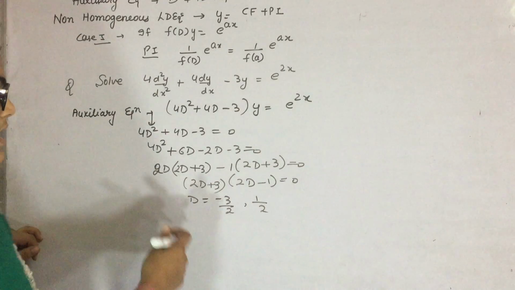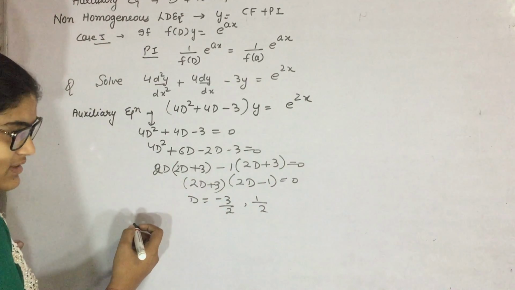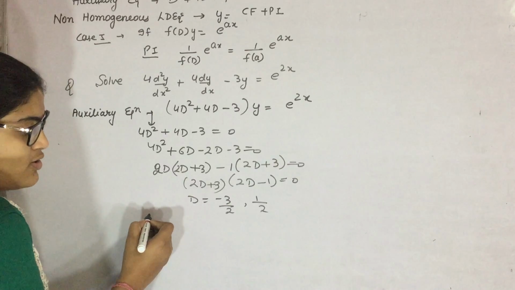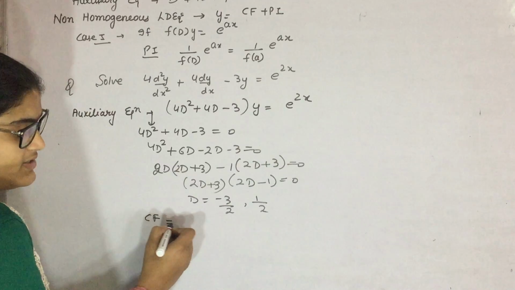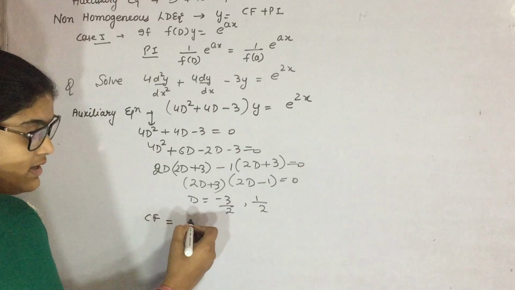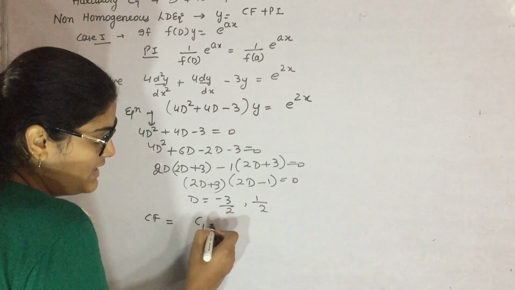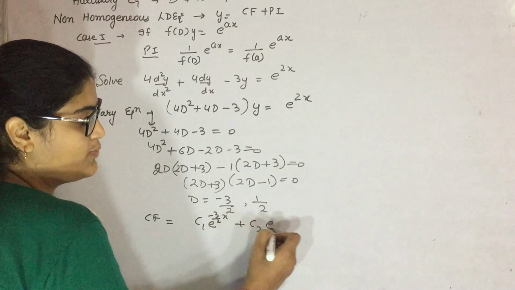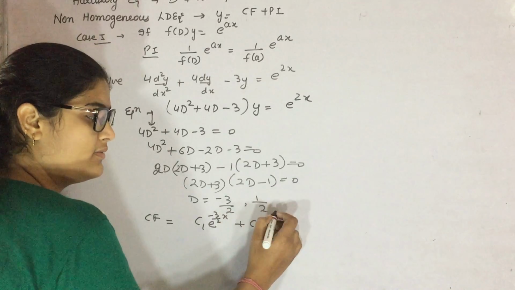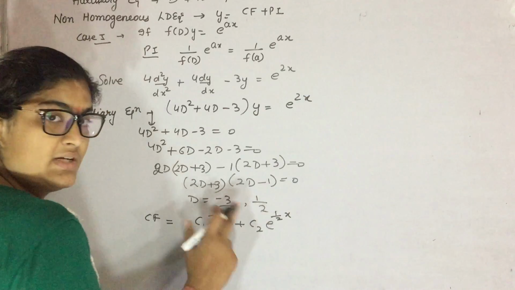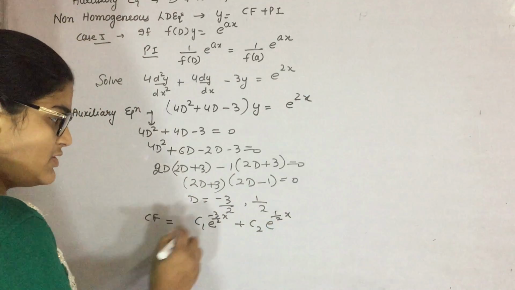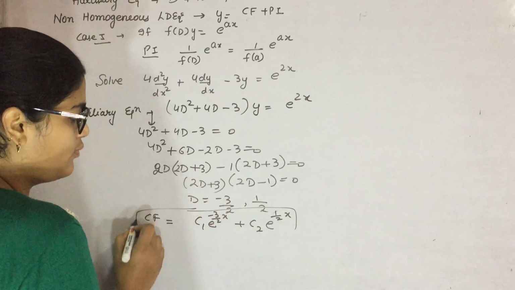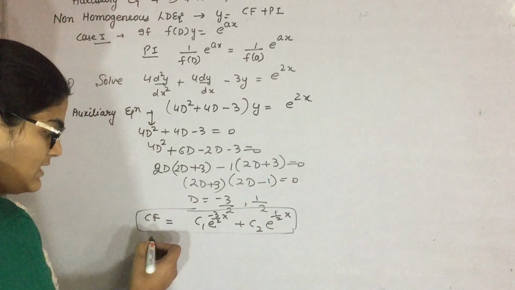Now, as you did in the homogeneous equation, you have to take the same form. Your complementary function will be C1 e^(n1 x) + C2 e^(n2 x) for real and distinct roots. This is your complementary function firstly. Now move towards the particular integral.